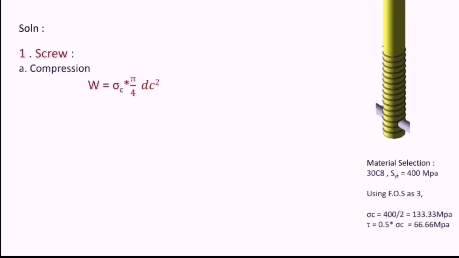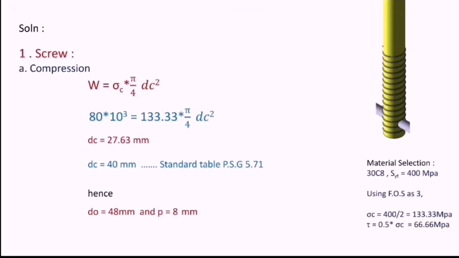Starting with the design procedure, let us first consider the part screw. Just for reference, the entire design of the screw press is exactly the same as that of the C-clamp, which we have already seen in the previous class.